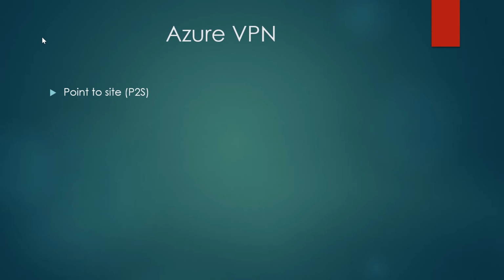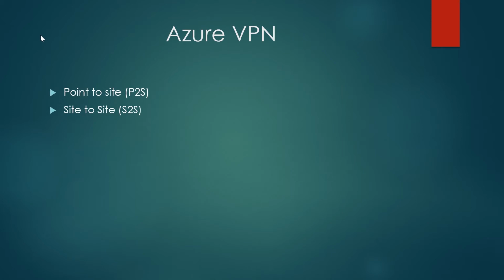So then you can connect your devices with the Azure virtual network with the help of the VPN. You can have the VPN configured in your client machine again, and then with that you can connect directly to Azure, the Azure virtual network or the virtual machine. So that's the point to site.